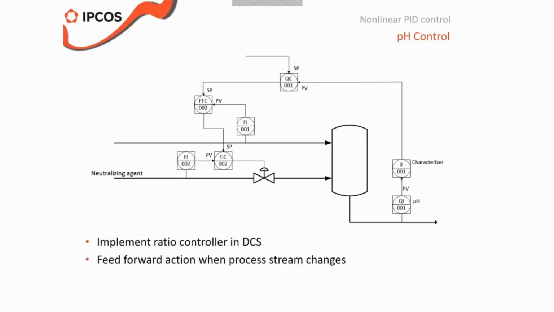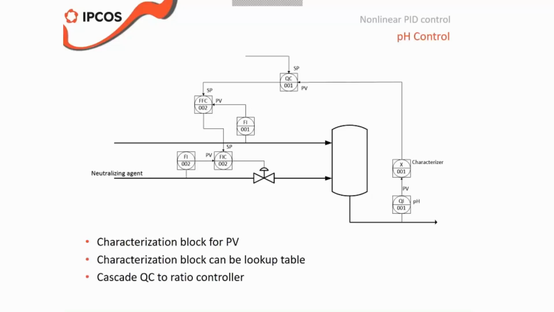Next, obviously add the quality controller to this scheme. That means cascading a quality controller to the ratio controller in this case. And as pH is very nonlinear, you also need to add a characterization block in the DCS, but this time it's on the pH, on the PV itself, and not on the output. If you do it like that, then it already works. It already improves performance a lot compared to not having a characterization in the DCS.